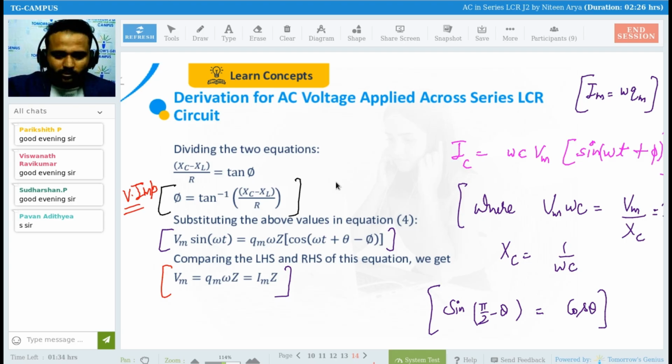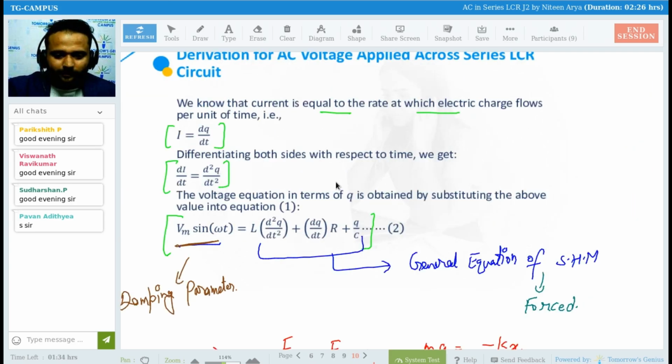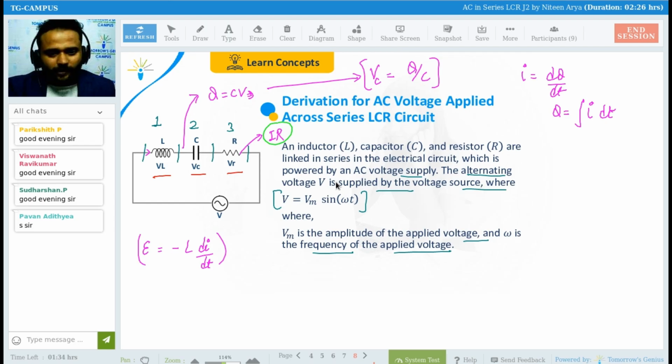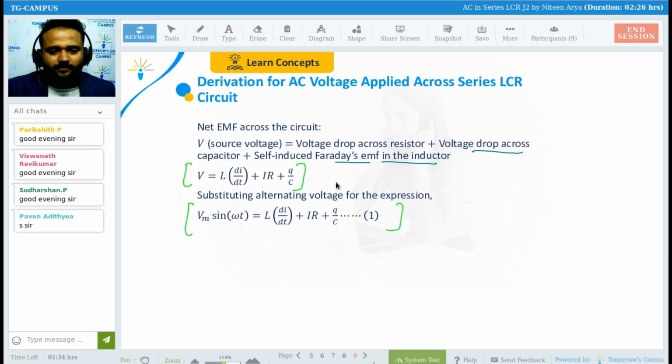Is this clear, everyone? Okay, I'm starting from the very beginning. First of all, we are trying to find the current in this whole circuit. We know that whenever we apply components in series, the voltage is divided. So using KVL, this is my applied voltage, and the voltage is divided into these three forms. Is this clear till now? This is my equation one.